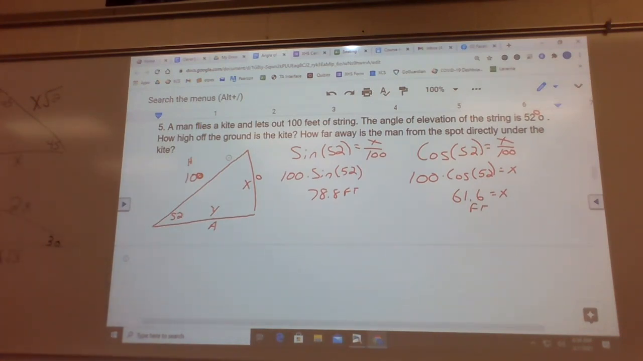So, the back. It's the same problems. All I did was change numbers. It's the exact same problems. So what I want you to do is work on the back. Give the back a shot.